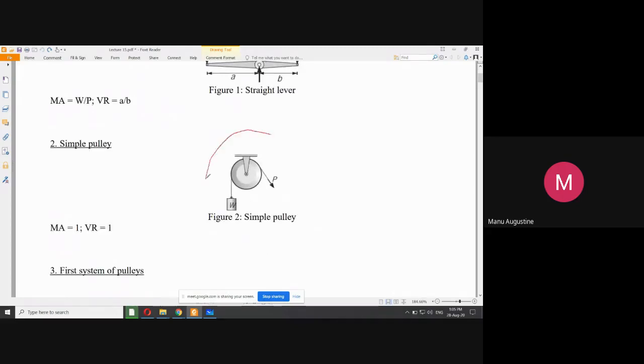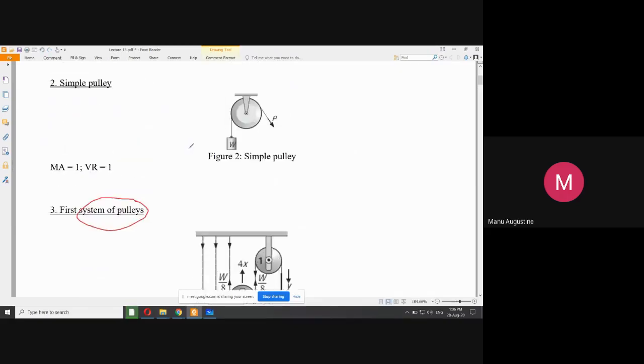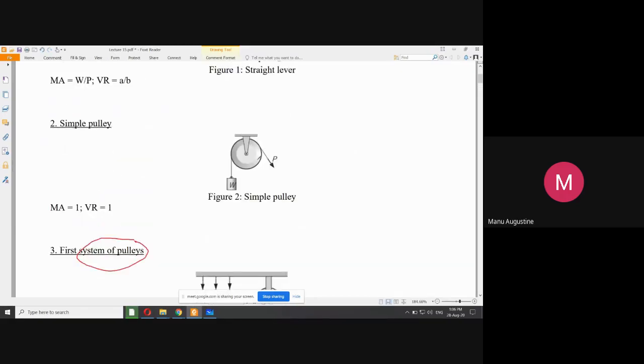Then there is a simple pulley. You don't get any mechanical advantage out of this. You will come to know why. Then there is something called a system of pulleys. A simple pulley will never give you a mechanical advantage. And giving mechanical advantage means the mechanical advantage should be greater than one in order for you to feel some comfort in lifting some load.